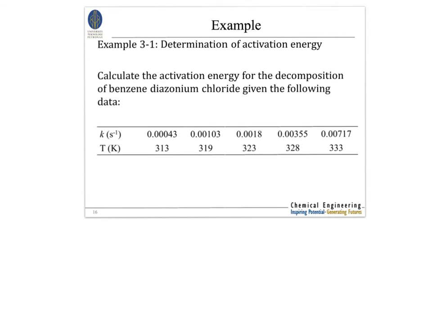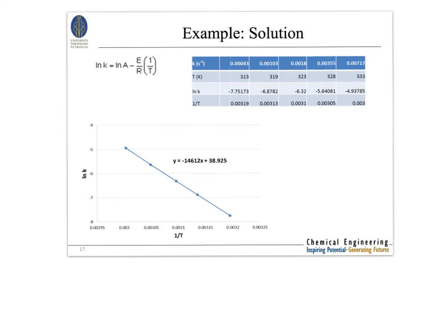Okay, let's look at this example on how to determine the activation energy. You are given data of k and also the temperature. First, you write down the equation for the Arrhenius law in terms of the linear expression. You will have ln k equals ln A minus E over R times 1 over T. So ln k will be your y, and 1 over T will be your x.